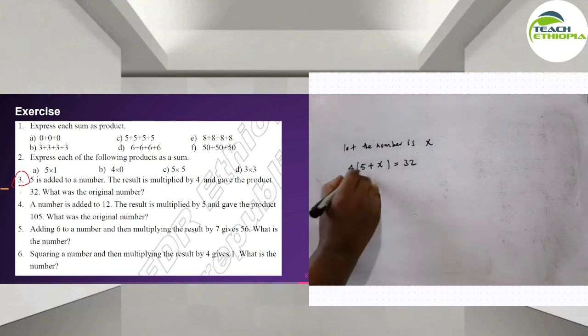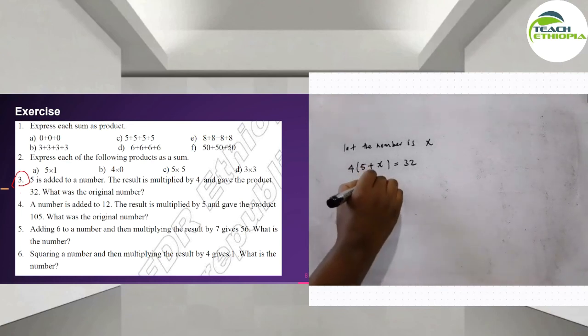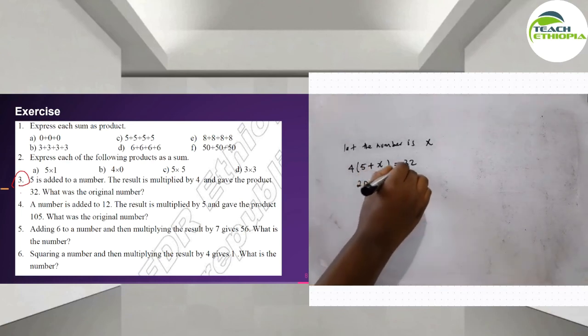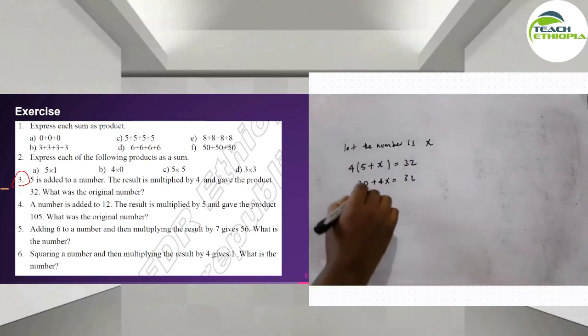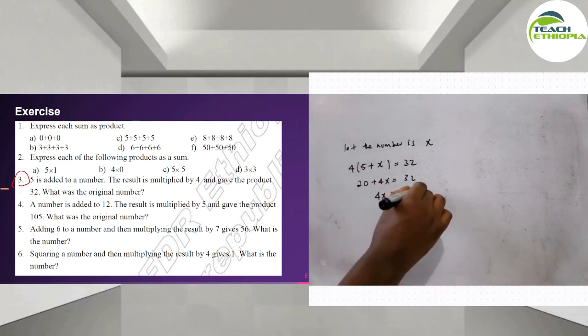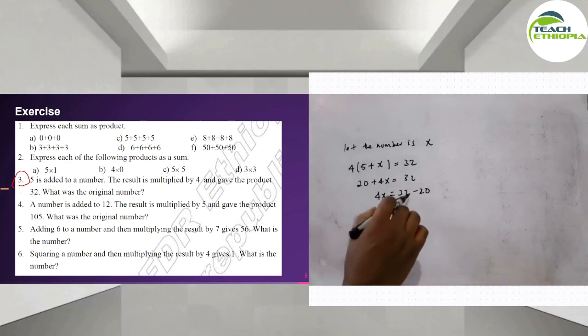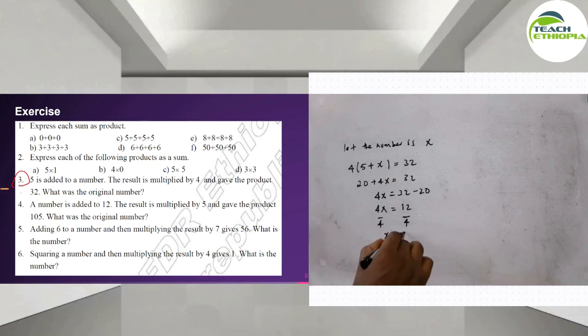So first let's multiply: 4 times 5 is going to be 20, distributed, and 4 times x is 4x, equals 32. Then 4x is equal to 32 minus 20, which is 12. 4x equals 12, so divide by 4 because we are going to calculate x. x is equal to 3. So the original number is 3.